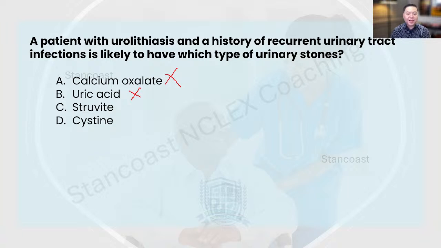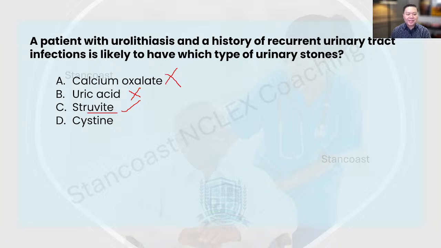What about the struvite, the staghorn type of stone? What do you think? Do you think this is the answer? Well, as I've said, the struvite stones are typically going to form in an alkaline urine with high ammonia content. And this is something that is mostly associated with urinary tract infections. Yep, we have that as the answer.